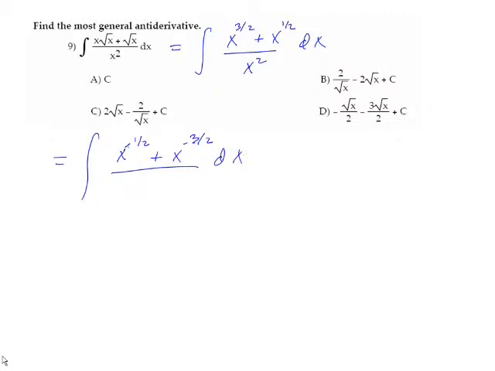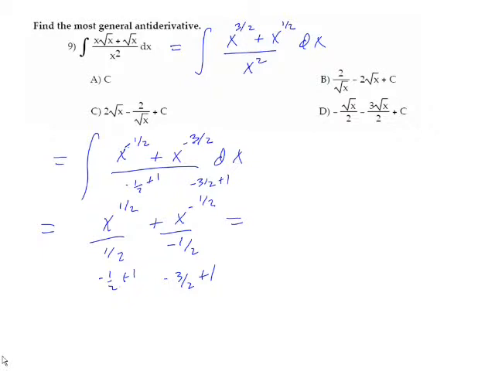which is equal to x to the 1/2 divided by 1/2 plus x to the minus 1/2 divided by minus 1/2. Recall, this is minus 1/2 plus 1 over minus 1/2 plus 1. This is minus 3/2 plus 1 divided by minus 3/2 plus 1. So the answer is 2 times the square root of x minus 2 over the square root of x plus a constant. Don't forget your constant. And so the answer is answer C.